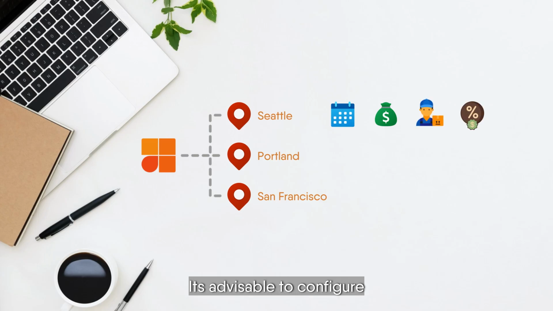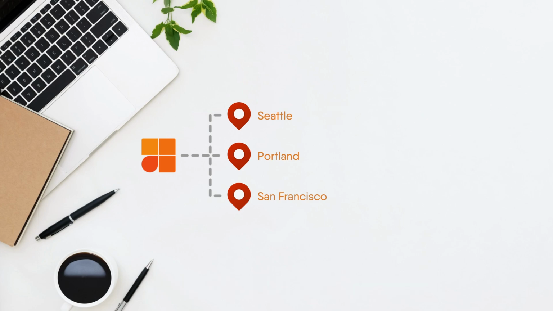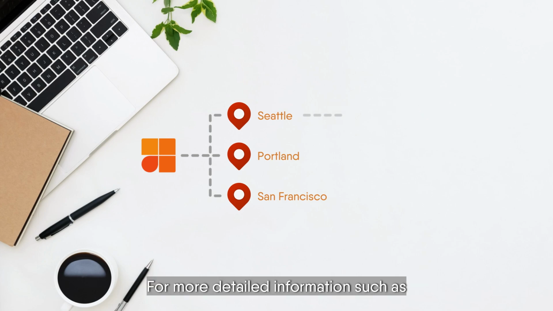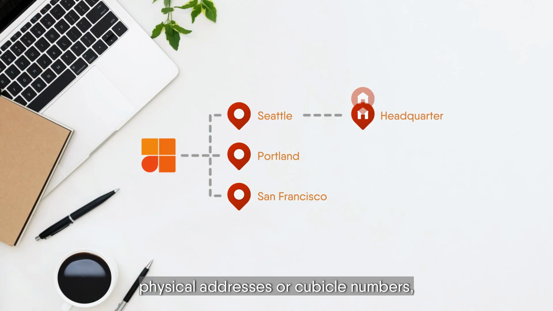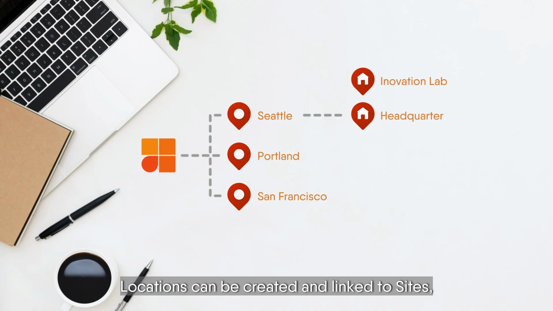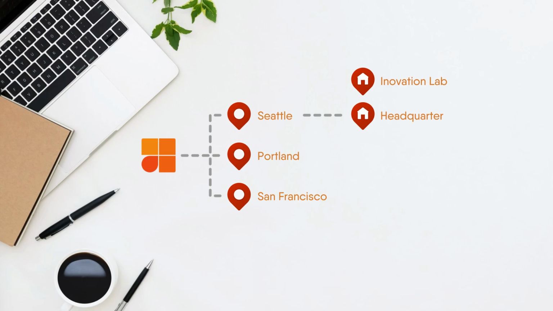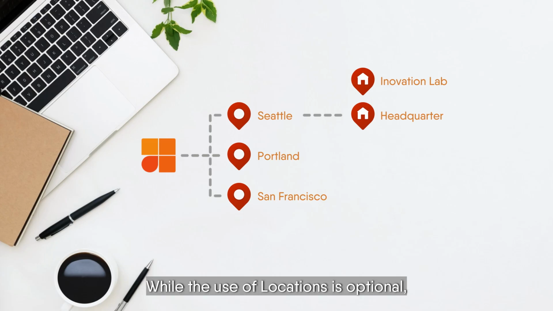It's advisable to configure sites at the highest level to effectively manage user visibility, supplier distribution, and rate card entries. For more detailed information, such as physical addresses or cubicle numbers, locations can be created and linked to sites, providing more specific details without needing to configure rates and supplier associations for multiple similar sites. While the use of locations is optional, they offer flexibility in capturing detailed site information.